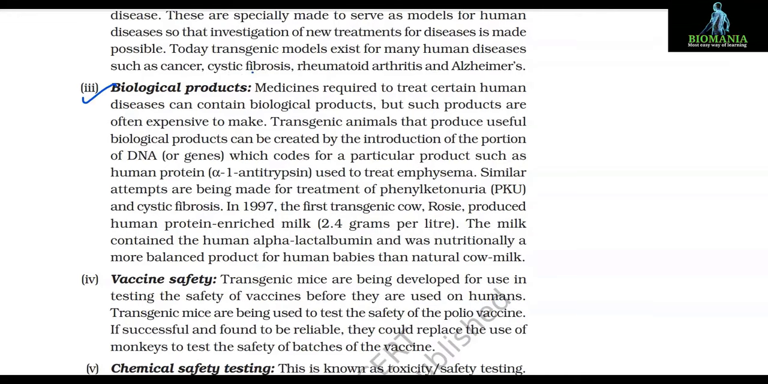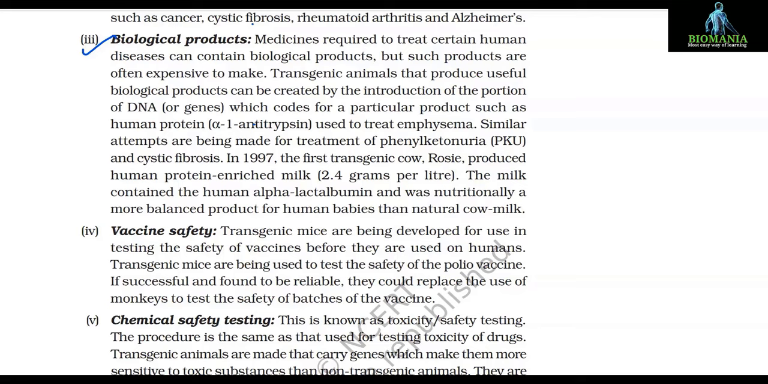Number 3, biological products. Medicines required to treat certain human diseases can contain biological products, but such products are often expensive to make. Transgenic animals that produce useful biological products can be created by the introduction of the portion of DNA or genes which codes for a particular product such as human protein alpha-1 antitrypsin used to treat emphysema. Similar attempts are being made for treatment of phenylketonuria and cystic fibrosis.